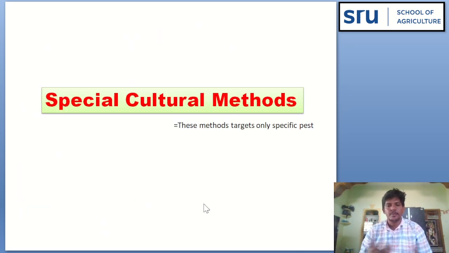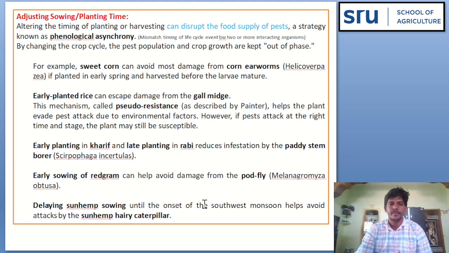Let's see the special cultural methods. The special cultural methods target only specific pests. Let's see the examples related to these special cultural methods. Adjusting sowing or planting time. This adjusting of sowing and planting time can disrupt the food supply of the pest and eventually manage them.